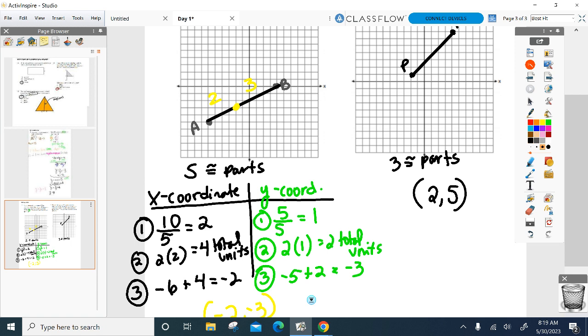(2, 5) ends up being your point. And if you graph (2, 5), it does look like 2 to 1 because the first part of the segment is a little bit bigger than the second part. 6 divided by 3 for the x coordinate gives you 2. 2 times 2 is 4. And then -2 plus 4. Got to have these down because it's going to show. It's going to show.